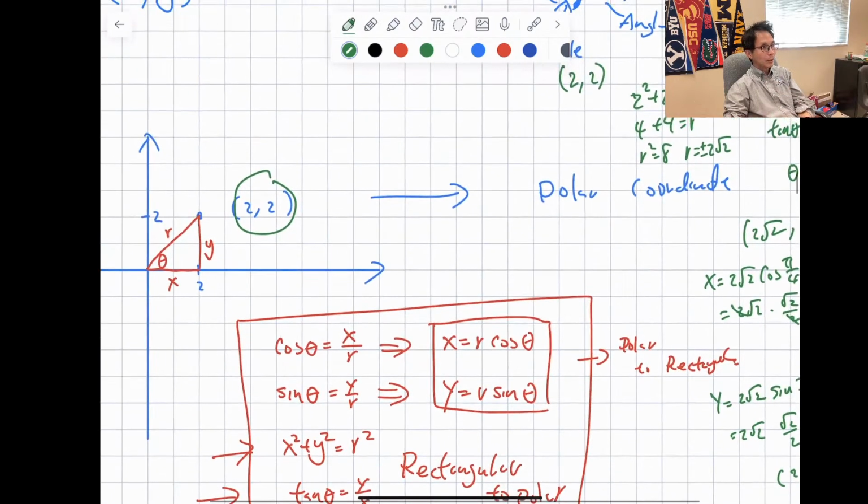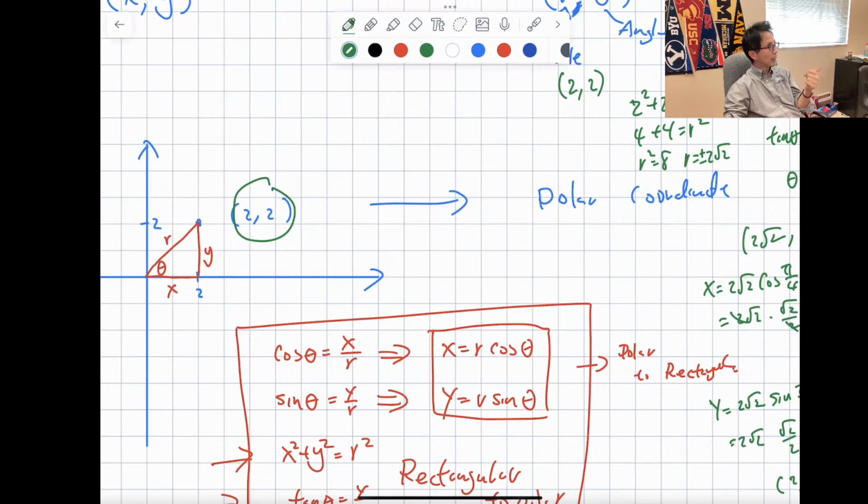So I'll give you one. You've got to convert forward and convert backwards. But I'm going to give you a negative one. So negative 1, square root 3. I usually will draw it. Convert to polar coordinates, changing from rectangular to polar, and polar to rectangular.